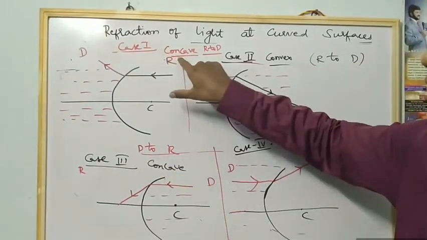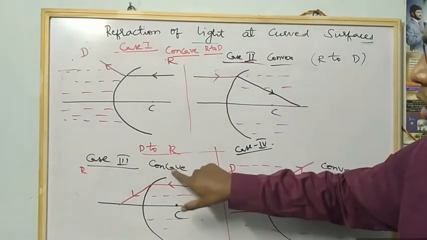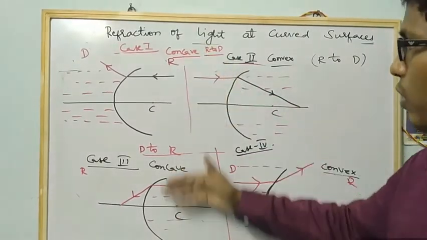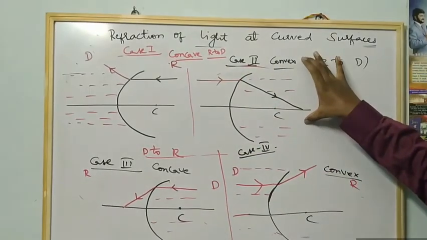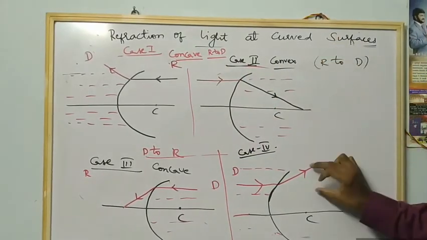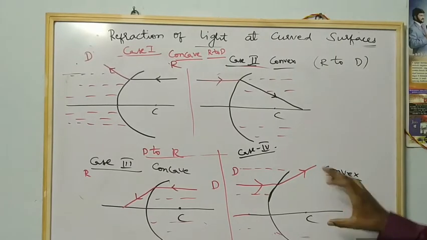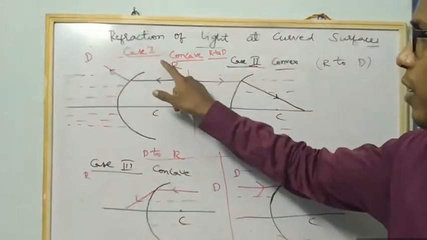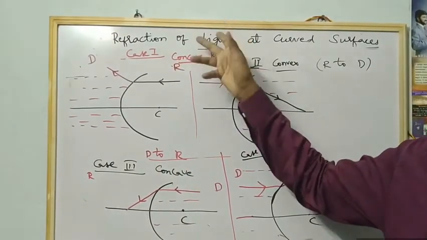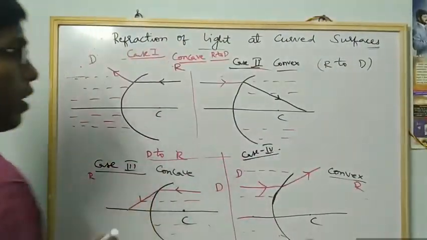Try to understand carefully. I have written concave here. Here also I have written concave, just for your easy understanding. Now for case 2, I have written convex, and here also I have written convex. All the four are curved surfaces. Light ray is traveling from one medium to another, different mediums. Let us see what happens.